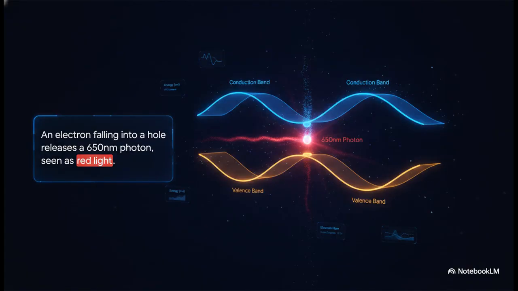In a specific semiconductor material, like gallium arsenide phosphide, when we forward bias the junction and force an electron across the gap to fall into a hole, it sheds its exact energy gap of 1.9 electron volts as a 650 nanometer photon. And we see this with our own eyes as brilliant red light. We are literally lighting up our world through LEDs and lasers by carefully managing these quantum leaps.